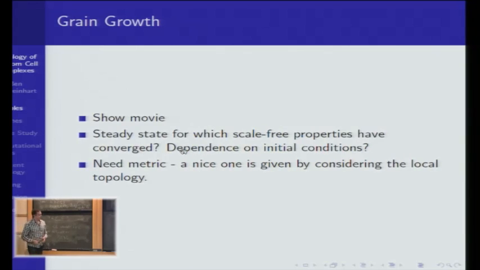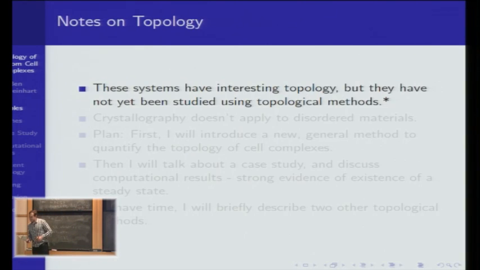So yeah, it appears that there's a steady state for which scale-free properties have converged, and we want to know the dependence on initial conditions. So we need a metric, and I'm going to describe one based on the local topology. These systems that I've shown you have interesting topology, but they have not yet been studied using topological methods. Now I have an asterisk there.